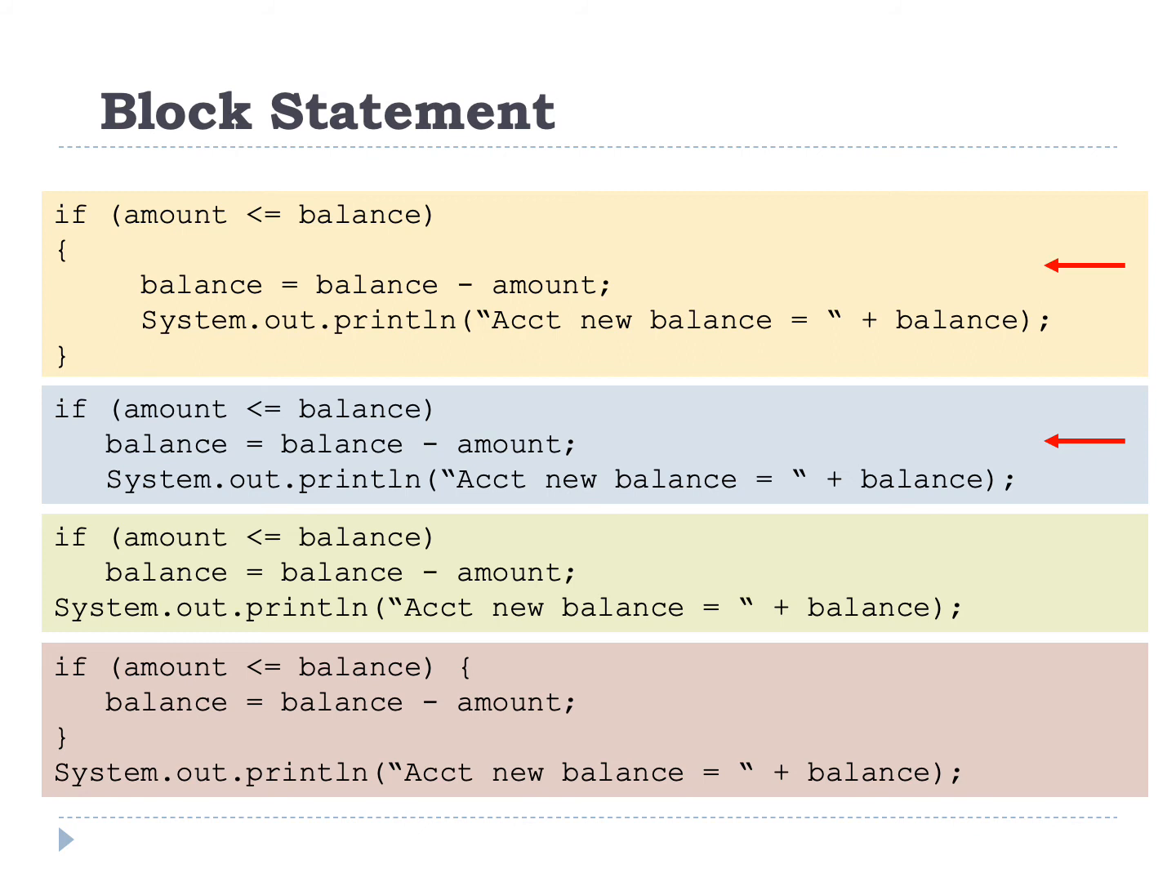Let's look at these four blocks. Are they the same? Is the first one in yellow the same as the one in blue? They are not the same because even though in blue, we aligned balance and println to be on the same alignment to the left, it does not mean anything. Remember that in Java, spaces normally have no special meaning. For example, when we write amount, then a space, less than equal to, and a space, balance, that is exactly the same as if you write it without any space in between. It is only a matter of being able to read it more easily.